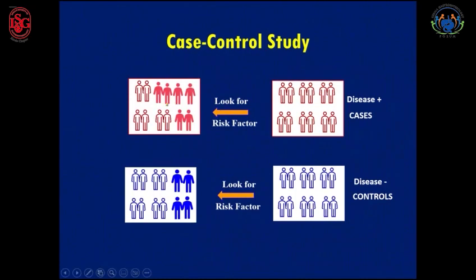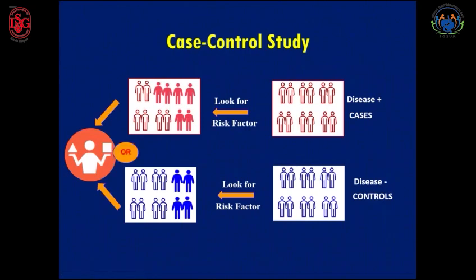So here we find that about 50% of the persons with cirrhosis had taken alcohol, whereas only 1/3 of the controls had taken alcohol. So in the cases and the controls, we look for the risk factor, we compare the two groups, and we express our result as an odds ratio.